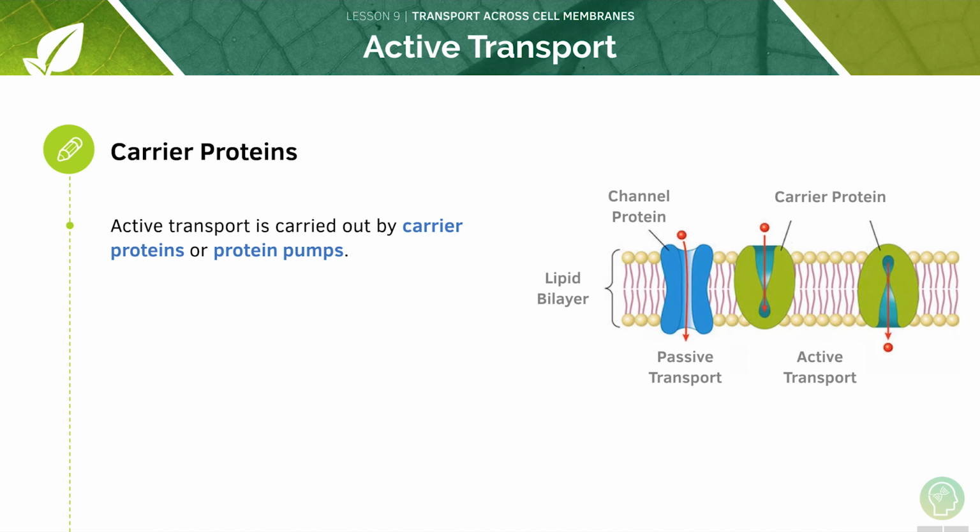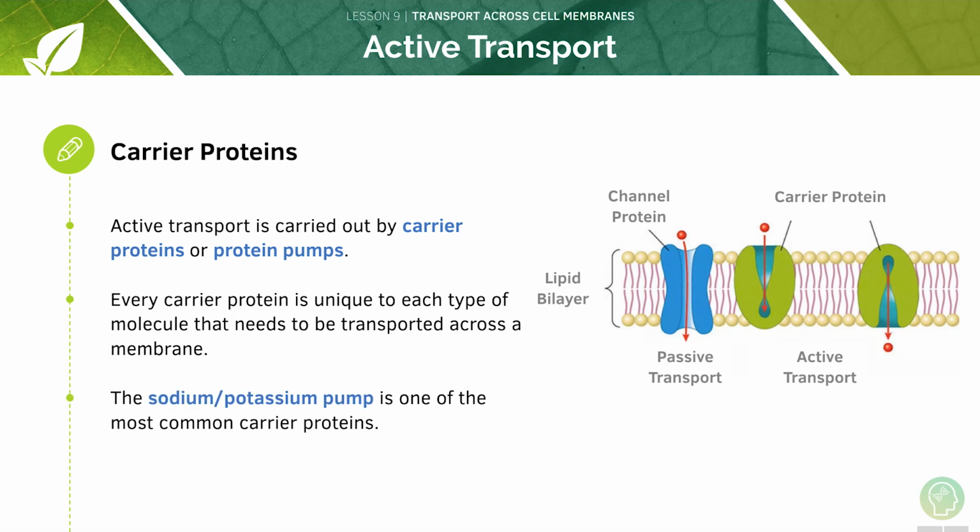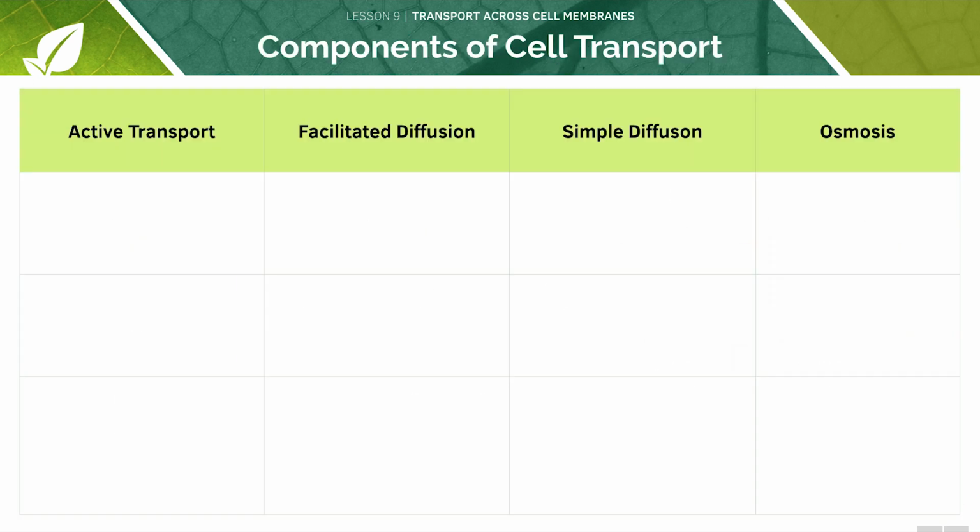Active transport is carried out by carrier proteins or protein pumps. Every carrier protein is unique to each type of molecule that needs to be transported across a membrane. The sodium-potassium pump is one of the most common carrier proteins. Let's fill in this table about the components of cell transport. The first type we'll be looking at, in active transport, we use carrier proteins. In facilitated diffusion, we also use carrier proteins.